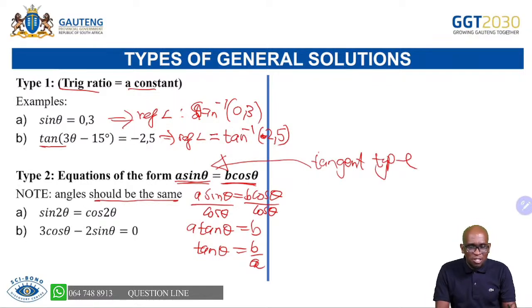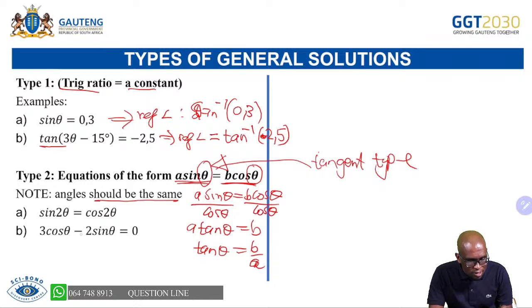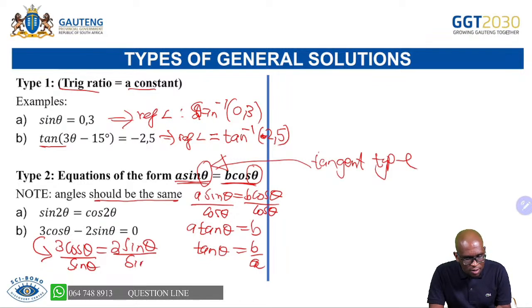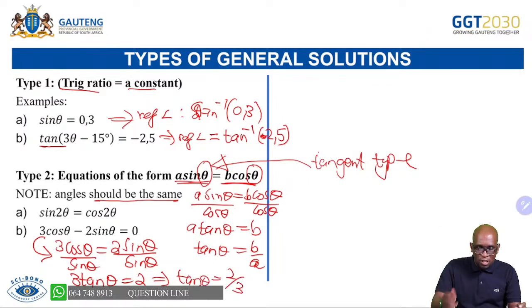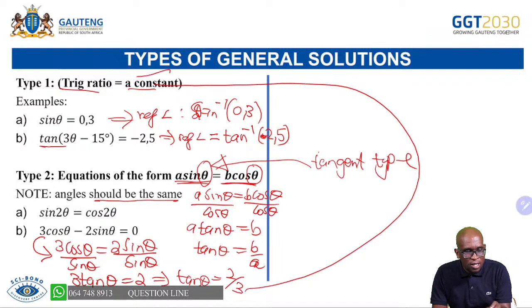How do you see it's the tangent type? You must have the sine of an angle and the cosine of the angle, but the angle needs to be the same. You can do the same with this one. I'll just take you through this: 3 cos theta equals 2 sine theta. We divide both sides by sine theta. We are left with 3 tan theta equals 2, which implies that the tangent of theta would be 2 divided by 3. Then you proceed. You can see that now it looks like a type 1. You can proceed and solve that, determining the general solution.